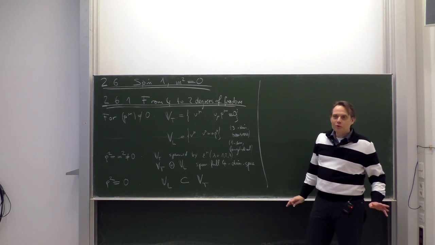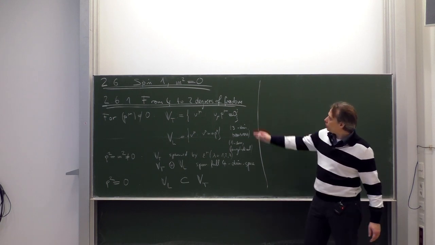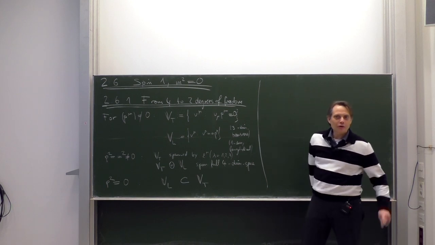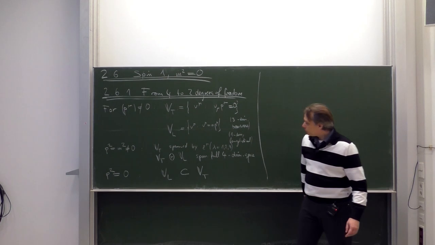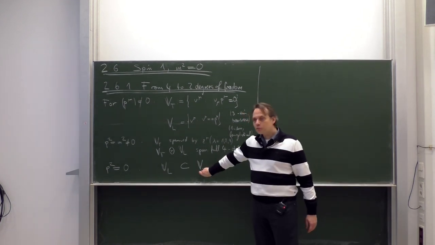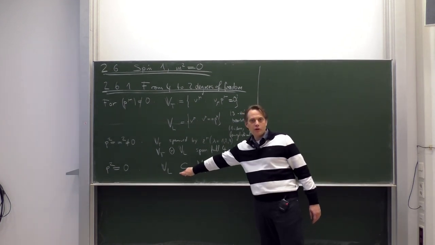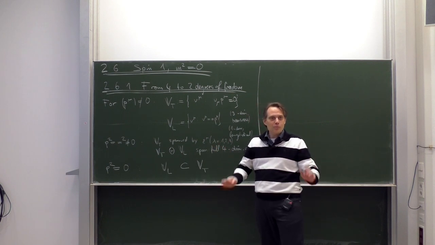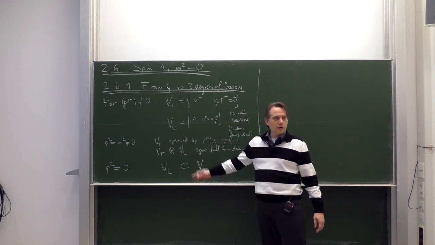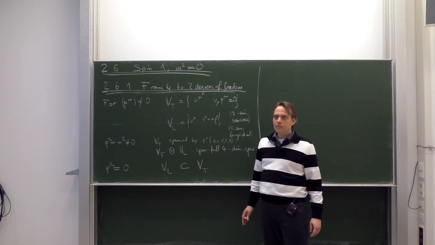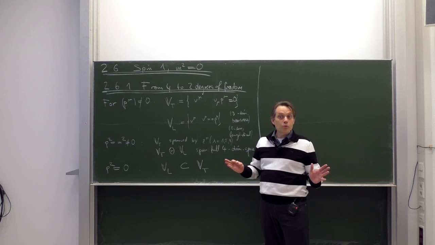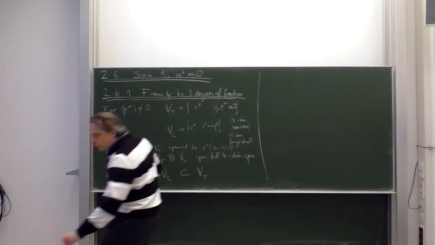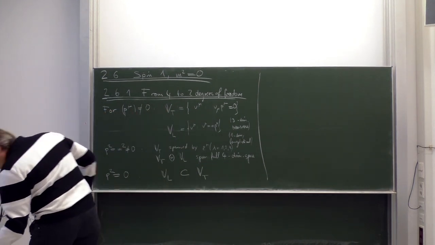But at the moment, we want to go from 4 to 2 degrees of freedom. And so how can we define a two-dimensional space? Now we have a possibility, because here we have a three-dimensional space and here we have a one-dimensional subspace. And what can you do in linear algebra if you have a three-dimensional space and a one-dimensional subspace? You can define a quotient space. And that will be two-dimensional. So let me do it in the right words.